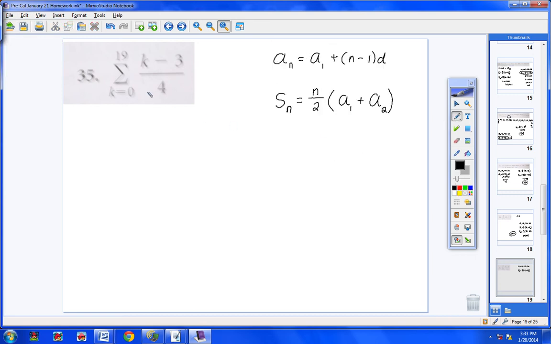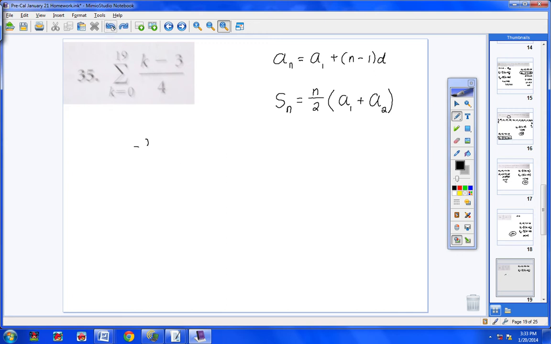Now look. Let's first of all make sure we have an arithmetic sequence, okay? If you put 0 in, you get negative 3/4. If you put 1 in, you get negative 1/2. If you put 2 in, you get negative 1/4. If you put a 3 in, you get 0. If you put a 4 in, you get 1/4. And we are adding, trust me, 1/4 over and over and over. So we do have an arithmetic sequence.